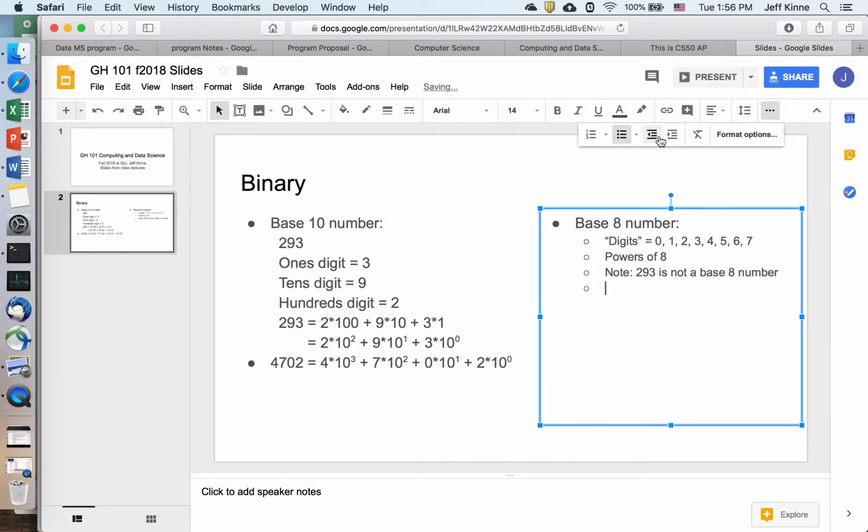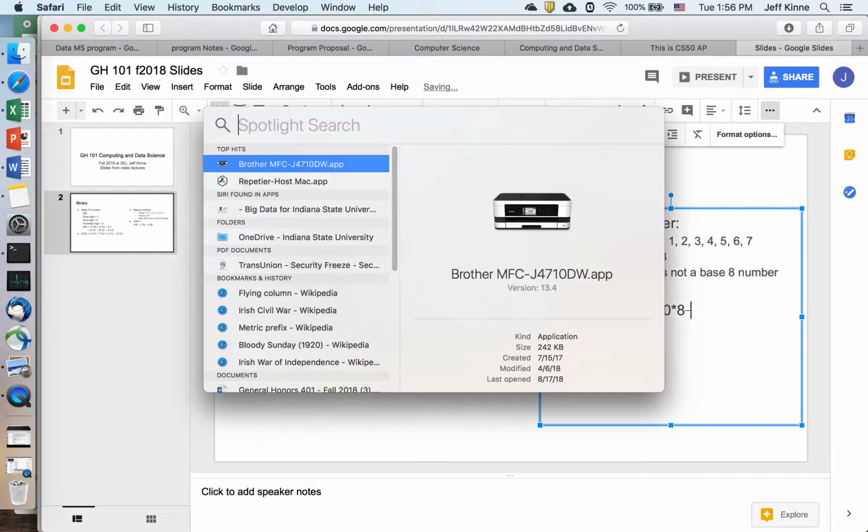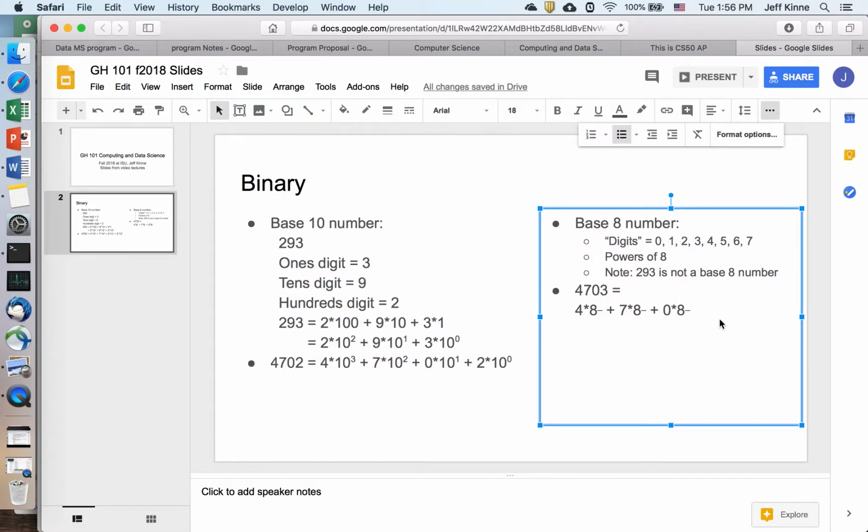Let's look at our example 4702. What if we think of this, instead of thinking of it as powers of 10, what if we do powers of 8? So 4 times 8 to some power. I'll just put a blank there for now. Plus 7 times 8 to some power. Plus 0 times 8 to some power. Plus 2 times 8 to some power.